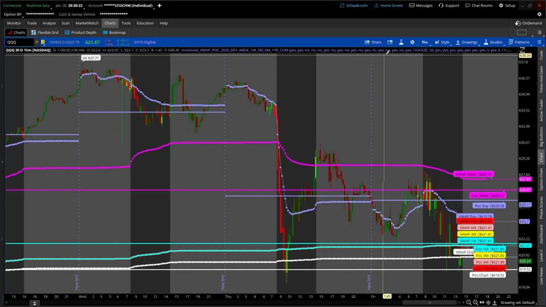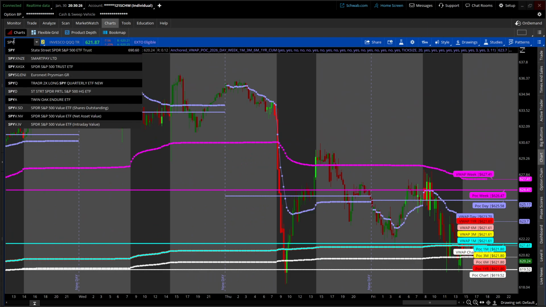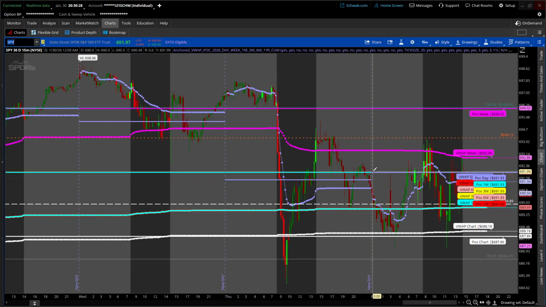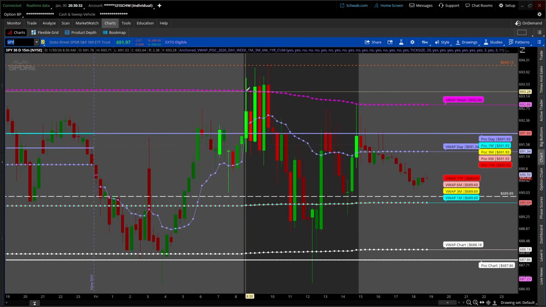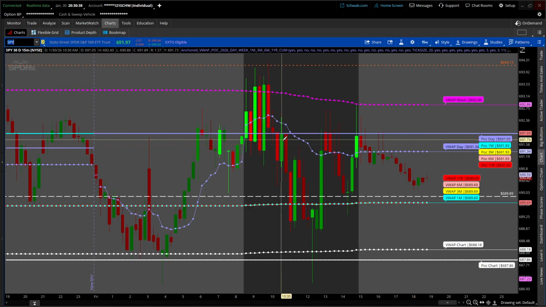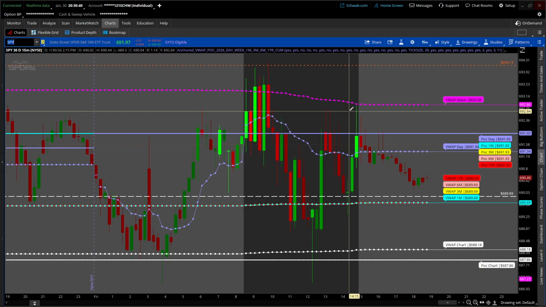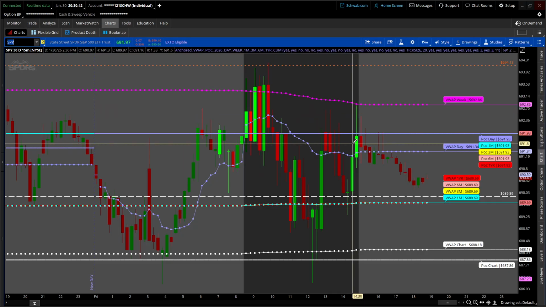So this is the QQQ. We can go look at it on the S&P 500 as well. You can see the same thing. You can see our weekly VWAP right here actually act as resistance and/or supply zone right here. Once price broke it, it tried to go back up there and actually act as resistance.